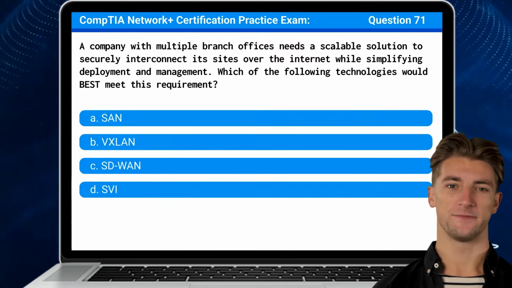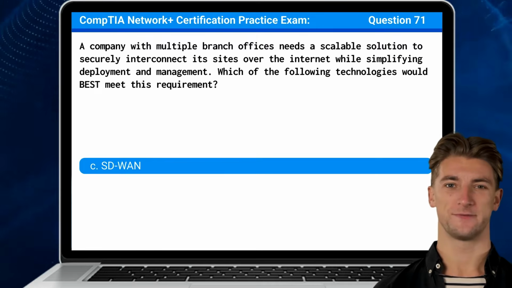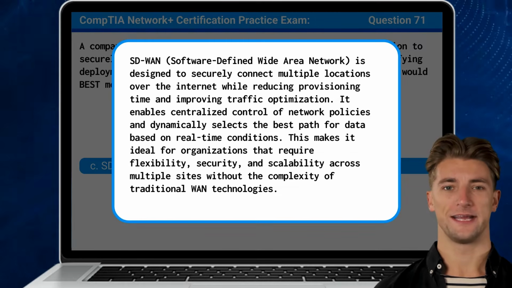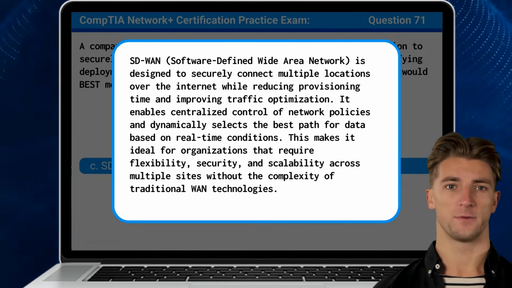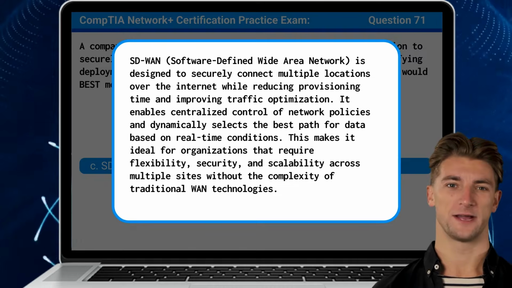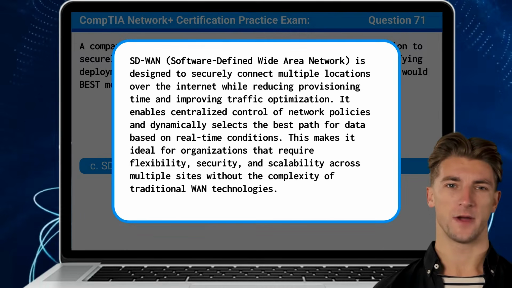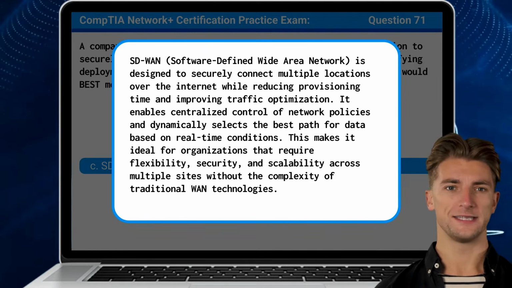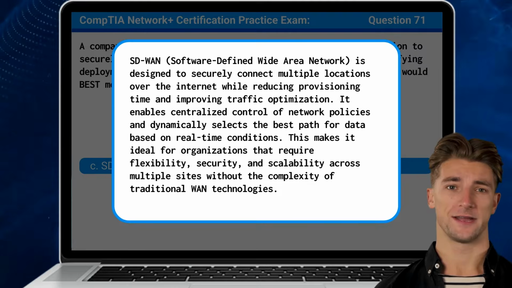The answer is C. SD-WAN. SD-WAN, or Software-Defined Wide Area Network, is designed to securely connect multiple locations over the internet while reducing provisioning time and improving traffic optimization. It enables centralized control of network policies and dynamically selects the best path for data based on real-time conditions. This makes it ideal for organizations that require flexibility, security, and scalability across multiple sites without the complexity of traditional WAN technologies.